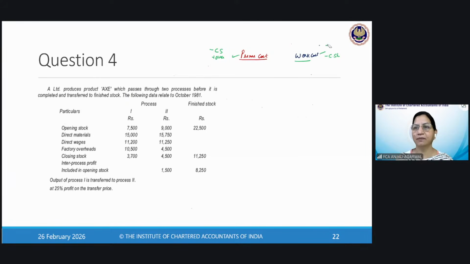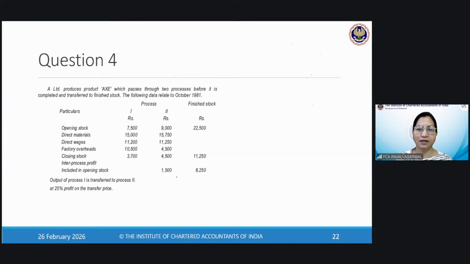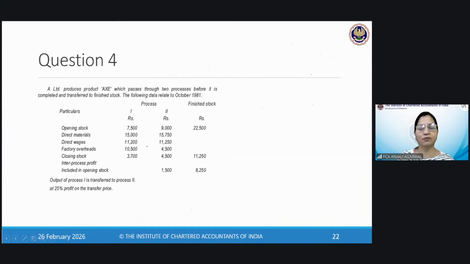In the meantime, coming to the main points that we have covered here. Inter-process profit means the output of one process is transferred to the next process at some profit. Secondly, the closing stocks will have unrealized profits from the previous processes, so they should be subtracted while calculating the true profit. Thirdly, questions can be done by weighted average or FIFO. We will follow weighted average only.